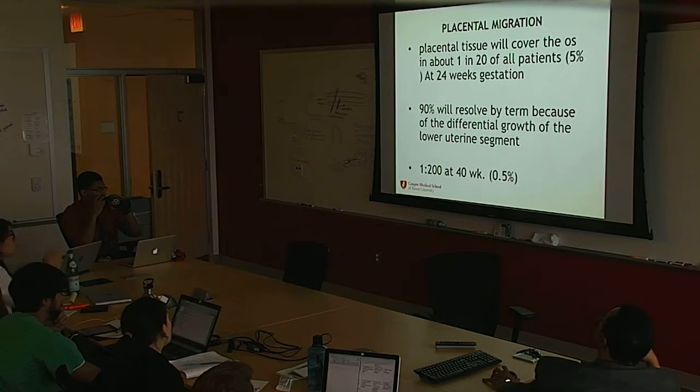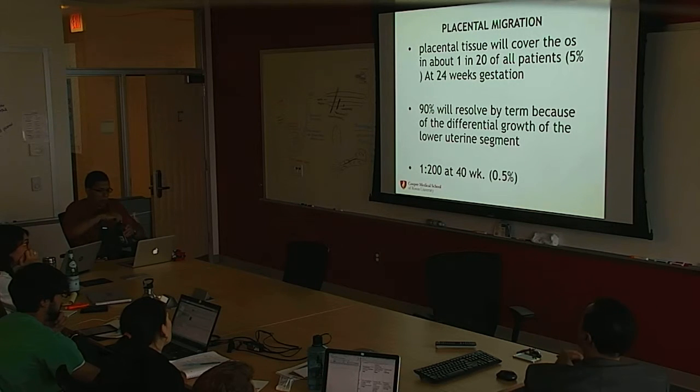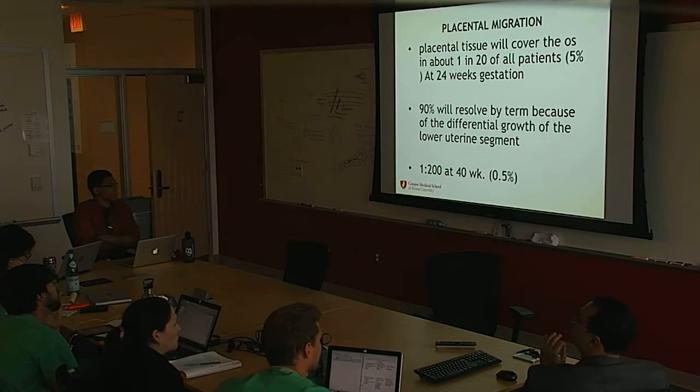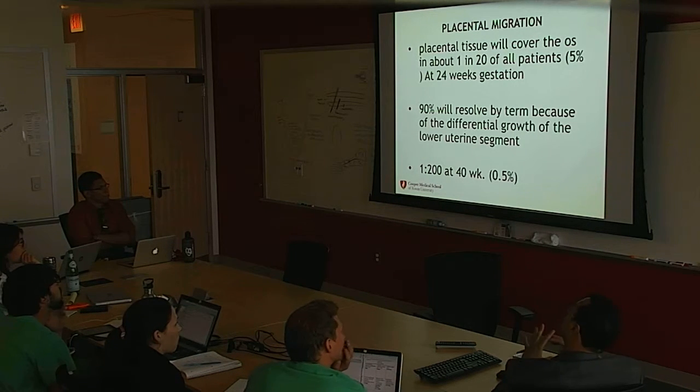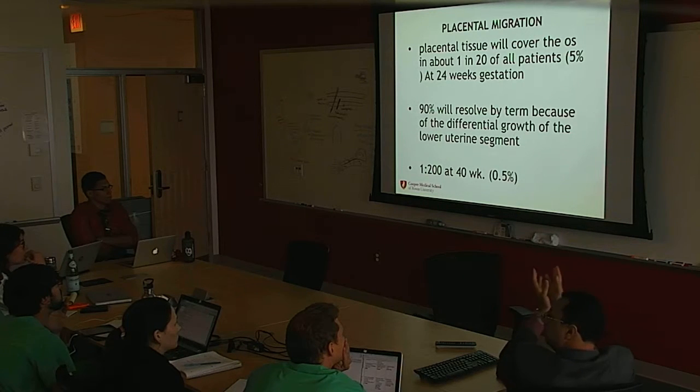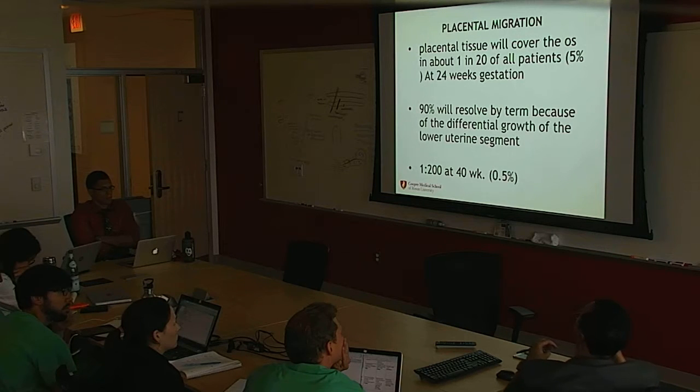Okay, so the placenta migration. In general, the placenta will cover the os in about 1 in 20 of all patients when they're around 24 weeks gestation, so about 5%. Then 90% will resolve over time because the uterus gets bigger, so the placenta gets pushed up, and it will be only about 0.5% at 40 weeks.